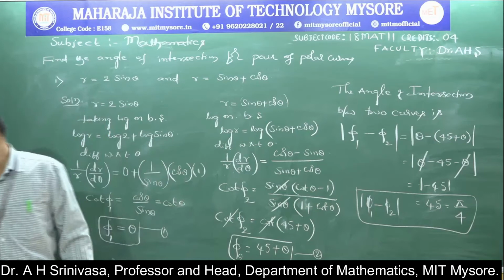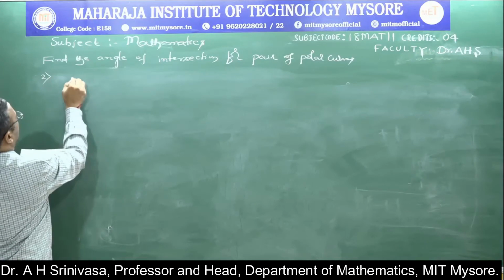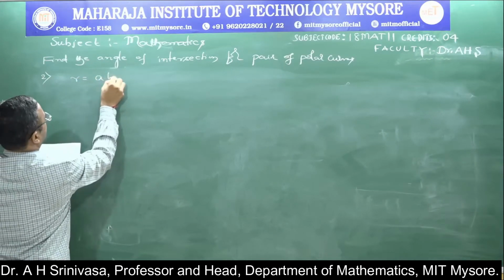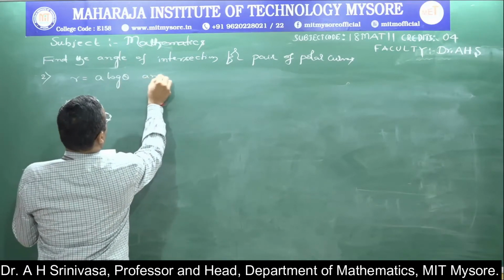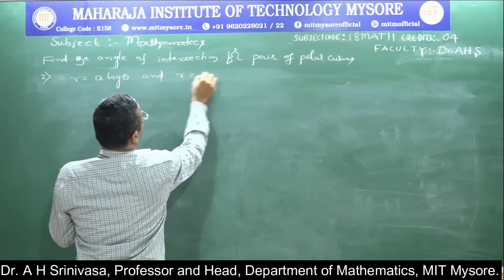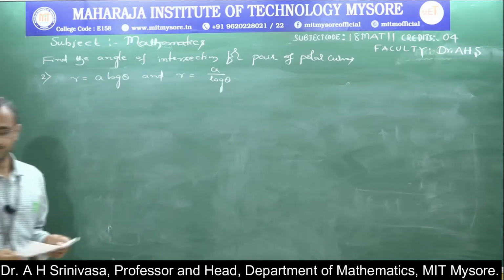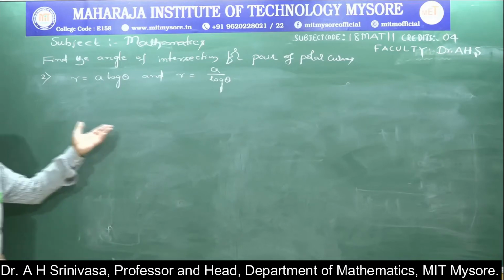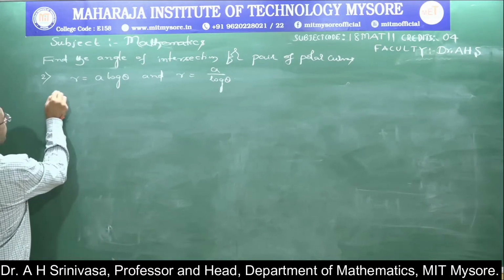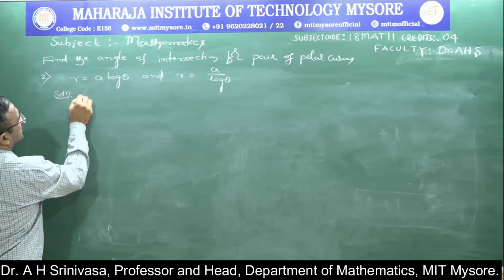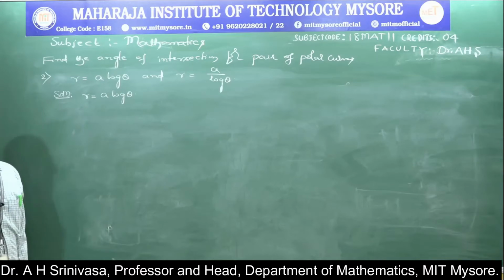Okay. So next we move to another problem, with a different approach. The second problem is r equal to a times log theta and r equal to a divided by log theta. So again I am going to extract the values of phi 1 and phi 2. This is the solution. r equal to a times log theta. Now taking log on both sides again.